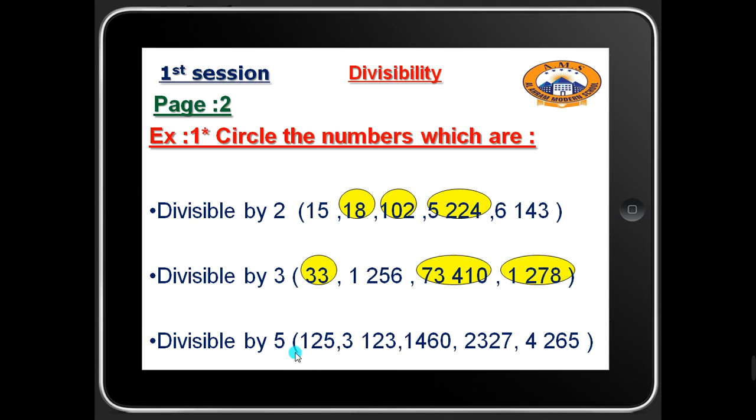The last one, I will have to look at the units. If it's 0 or 5, the number is going to be divisible by 5. So here I have 5 in the units, so this number is divisible by 5. Here I have 3 in the units, so it's not divisible by 5. Here I have 0 in the units, so this number is divisible by 5. And the last one, I have 5 in the units place, so this number is also divisible by 5.